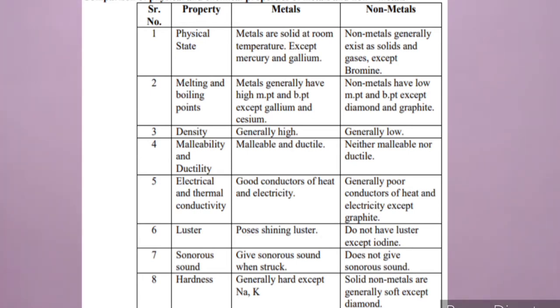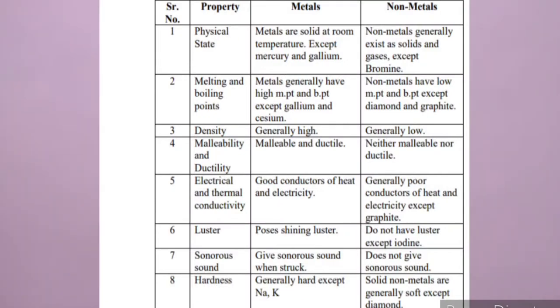Next we have luster. Luster means shine. Generally metals are lustrous, like gold, silver, platinum, they all have a shine. When we talk about non-metals, they are generally non-lustrous, that is, they don't have any shine. You can see carbon, it has no shine. Sulfur, it is in powder form, no shine. So metals are lustrous and non-metals are non-lustrous.